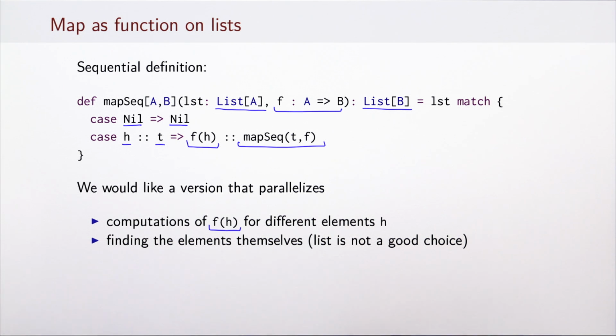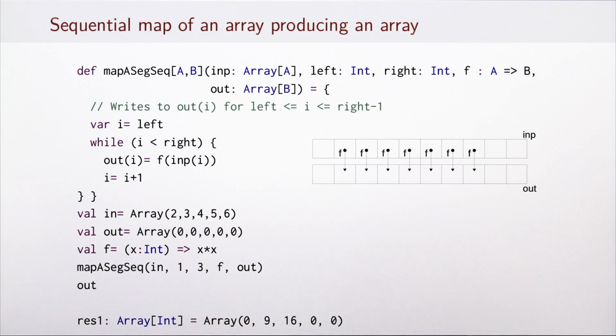That means that the choice of list is no longer ideal because even finding the middle element of the list is already linear, so we would not be able to parallelize operations on long lists that have relatively cheap operation f. We will therefore start by looking at implementations of maps on arrays. Here's one signature of such operation.